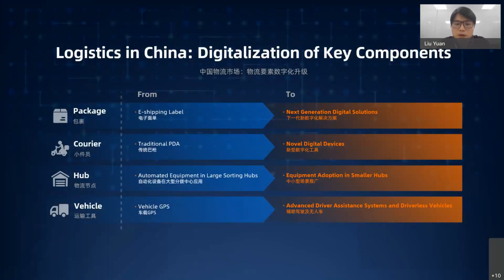We believe the traditional way of working will transform into a new generation of digital solutions. In the packaging area, it will go from the e-shipping label to next-generation digital solutions. It will go from the traditional PDA to novel digital devices. It will go from automated equipment in the large sorting hubs to equipment adoption in smaller hubs, and from vehicle GPS to advanced driver assistance systems and driverless vehicles.